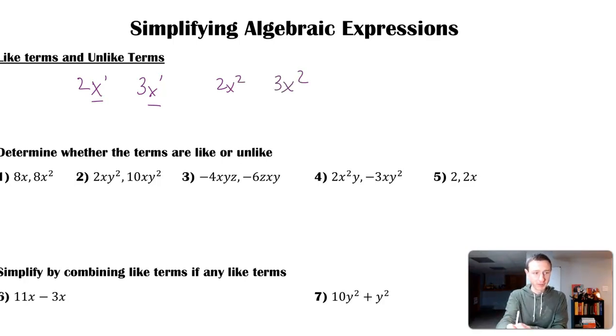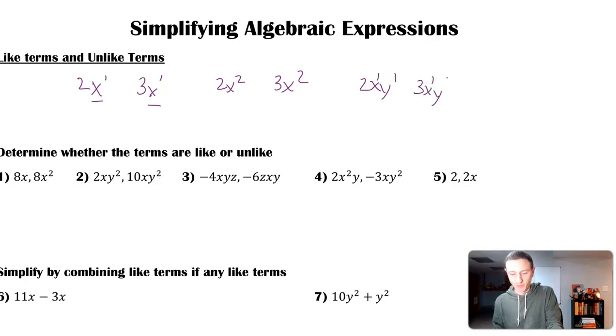You could have multiple variables as long as those variables have the same exponent. So an example of that, 2xy and 3xy. X to the first, y to the first, x to the first, y to the first. Same variables, same exponents, so those would be like terms.